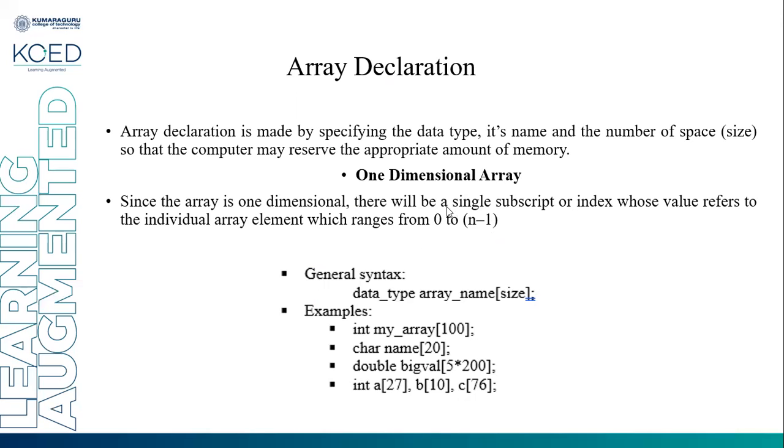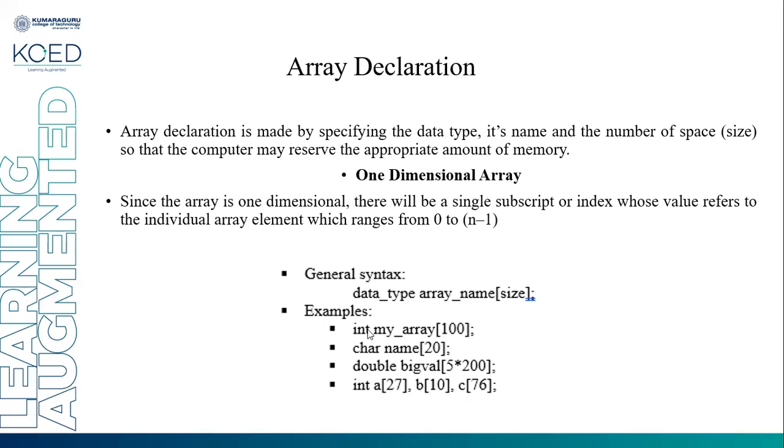Since the first element is stored in index position 0, not from index position 1, the last element will get stored in index position n minus 1. The general syntax of declaring an array: you have to mention the data type first, followed by the array name. You have to give the array name, then within the square brackets, the size and capacity of the array.